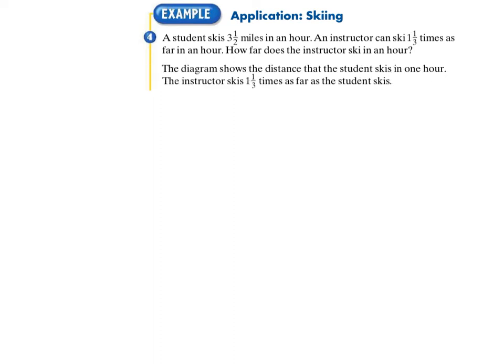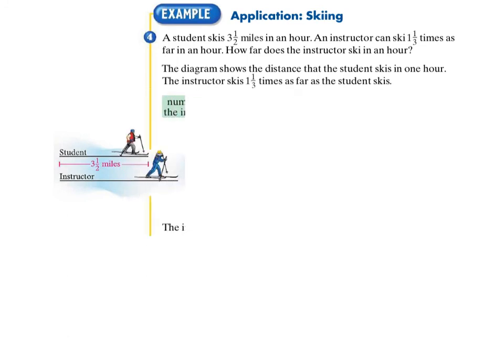Alright, so let's say we have a diagram. It shows the distance the student skis in 1 hour, and the instructor skis 1 1/3 times as far as the student skis. So we have our student showing 3.5 miles, and their instructor going just a little bit farther. So the number of miles the instructor skis equals 1 1/3 times the number of miles the student skis. So we have 1 1/3 for the additional distance the instructor goes times the 3.5 we know the student travels.